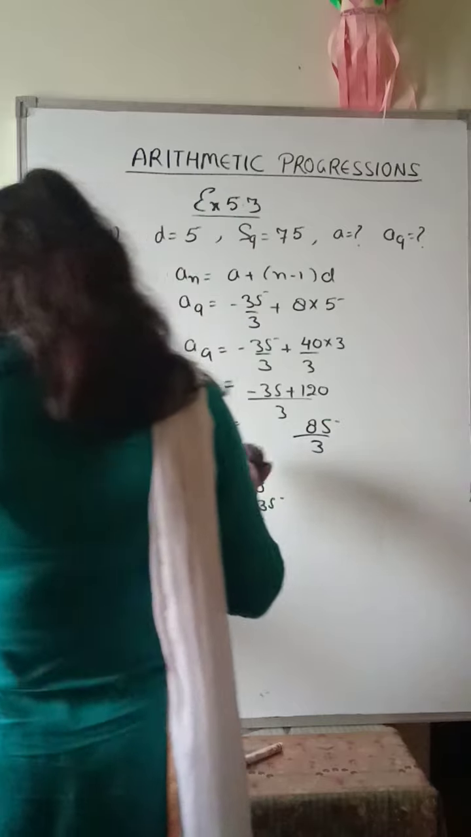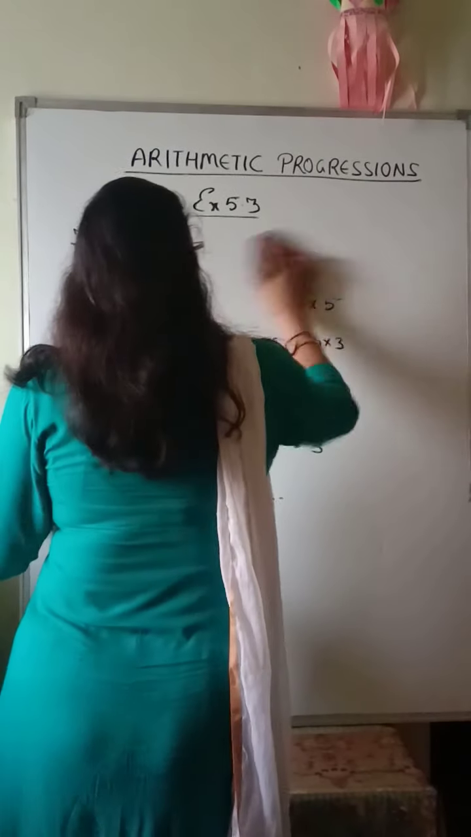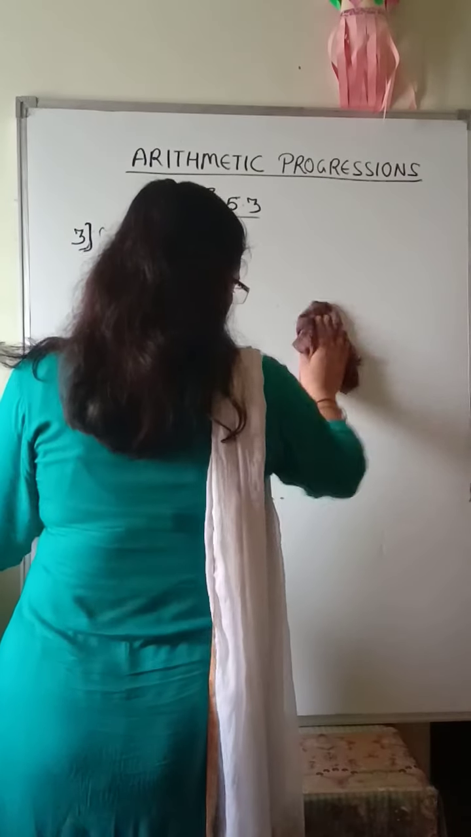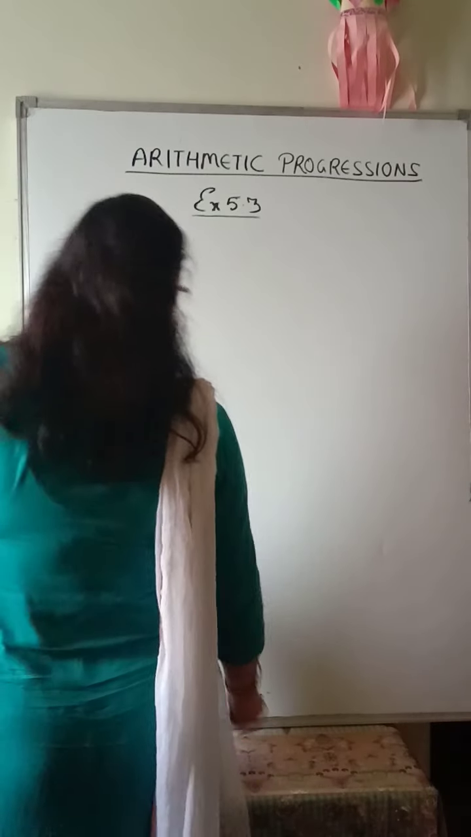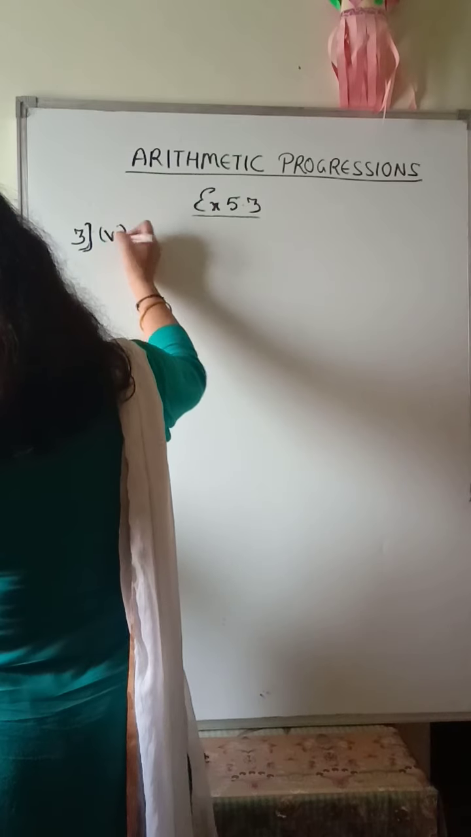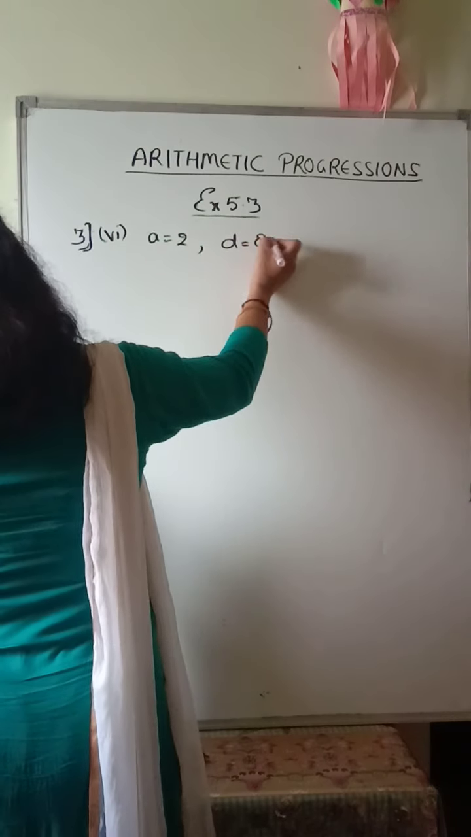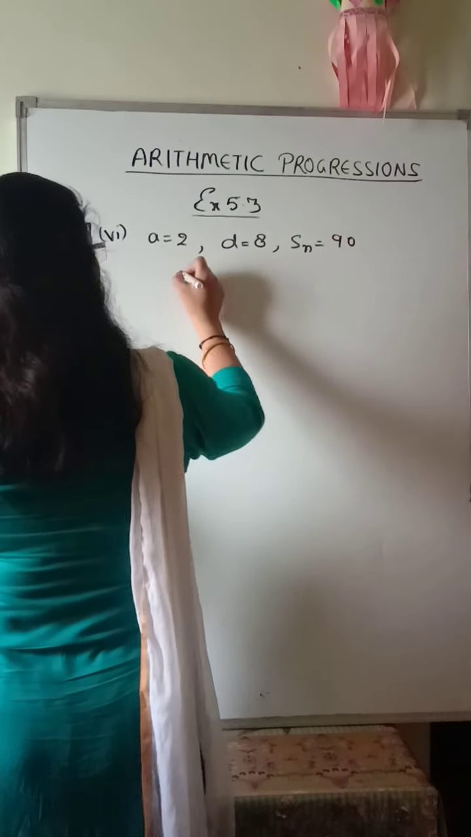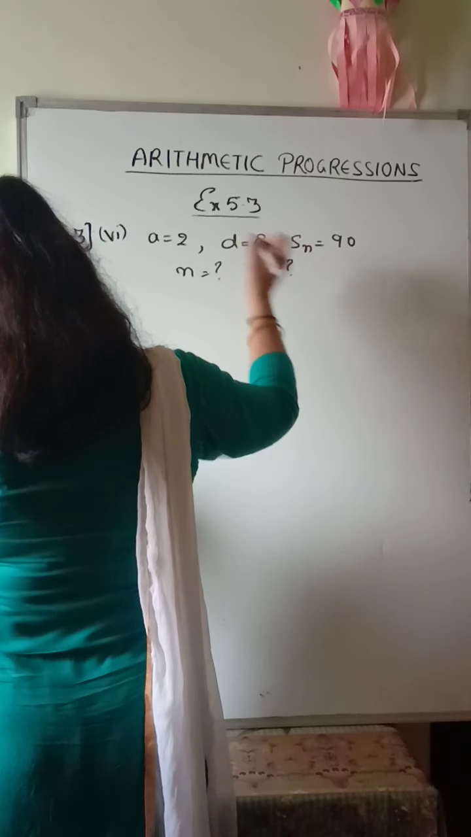Okay. So now let us quickly move to the sixth part. So what is our sixth part, beta? Please do the calculation with me. Okay. So your calculation should be as fast and better than me. Okay. It should be better than me. So sixth part is a equals to 2, d equals to 8, and sum of nth term equals to 90. You have to find n and a nth term.